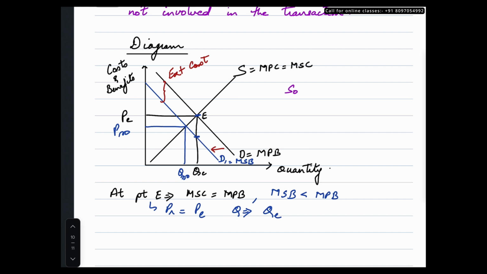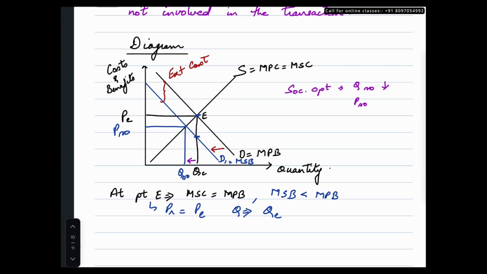Let's get back to the diagram. So the socially optimum level of output is at QSO and the price is PSO. Now this output is less than the output that was produced earlier. What does that indicate? It indicates that this commodity was overproduced and overconsumed than the socially desirable level.